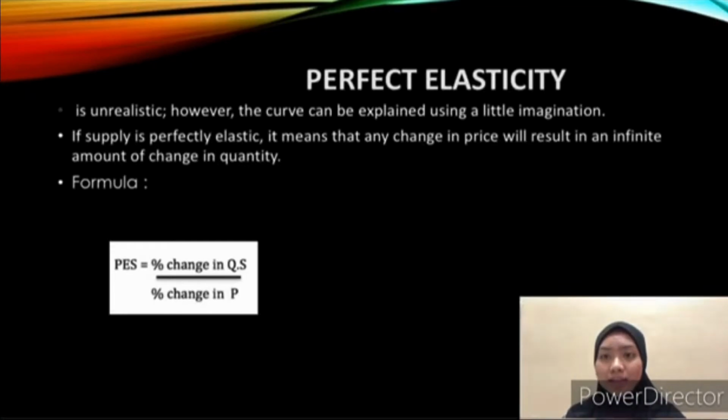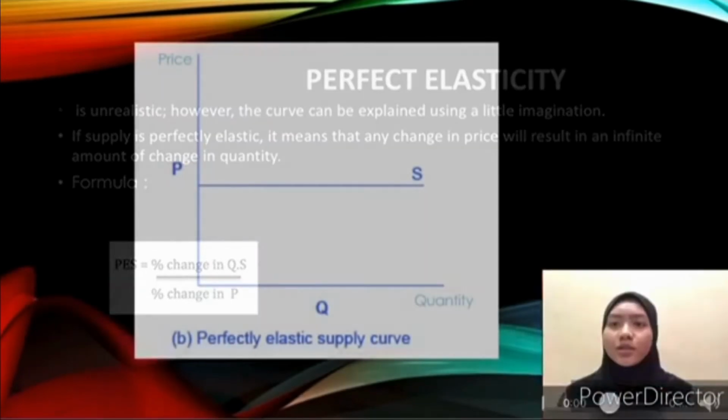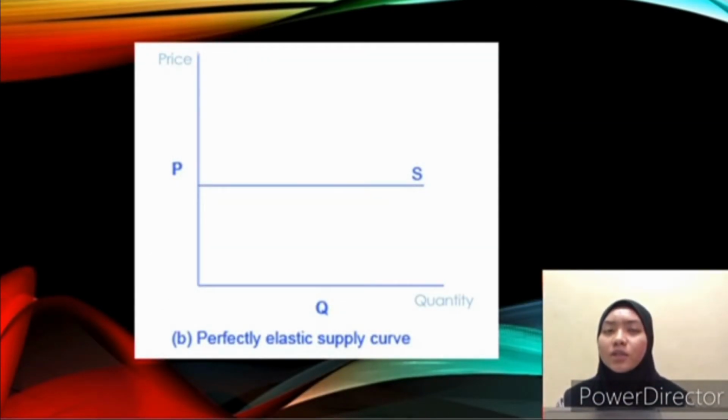Perfect elasticity is unrealistic. However, the curve can be explained with a little imagination. If the supply curve is perfectly elastic, it means that any change in price will result in an infinite amount of change in quantity. So the formula for perfectly elastic supply is percent change in quantity supplied divided by percent change in price. So this is the perfectly elastic supply curve. The graph shows that the supply curve is straight and horizontal. So there will be no change in price if the quantity is decreased or increased. So the elasticity of supply is infinity because the price is not changed if the quantity is changed.